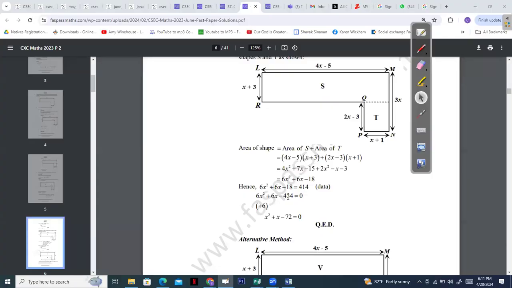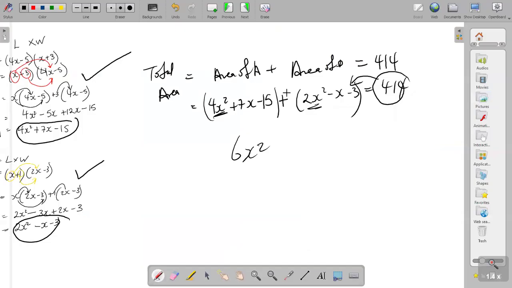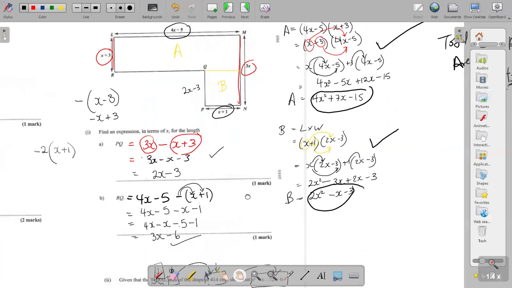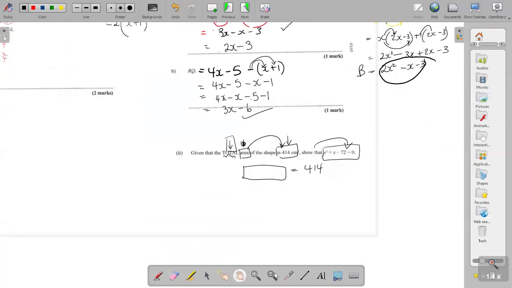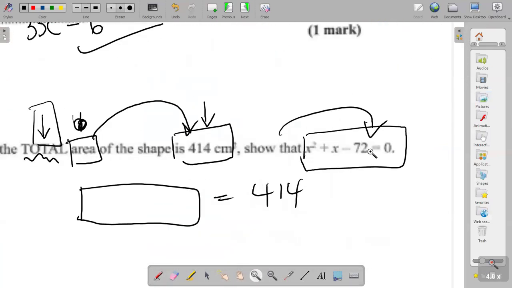That's how they get 434. And then they divide all the numbers by 6 to cancel it out, so it cancels out this x and breaks this number down to 72. And that's what they asked you to prove. Let's go back to the question. You could see, remember, that's what they asked you to make it look like. Everybody see that? If you got it, say got it.